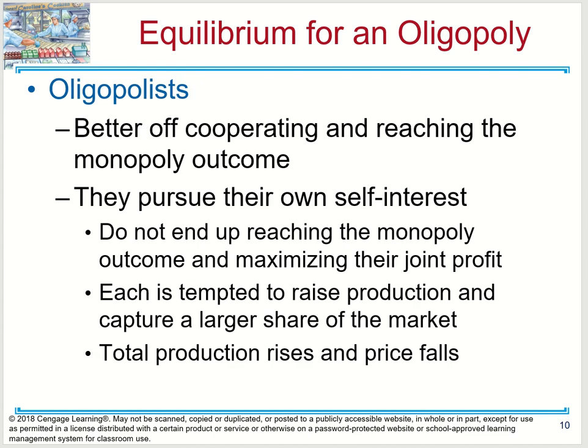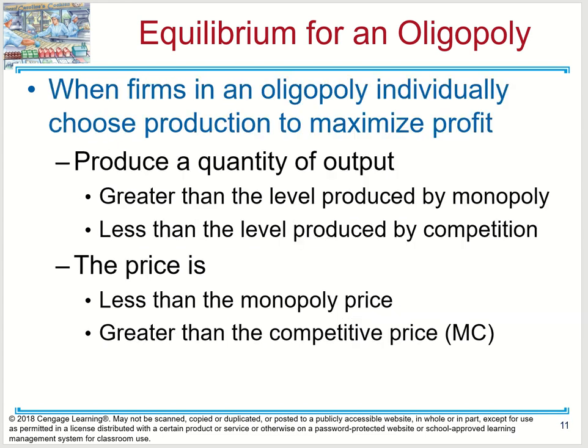All right, so we talked about this before. So we said in an oligopoly, they're better off when they're cooperating than not, because if they're pursuing their own self-interest, they will not be able to reach the monopoly outcome, which means the profit is maximized. So away from the monopoly outcome, the profit will be lower. So cooperation is better, but there's always incentive to cheat.